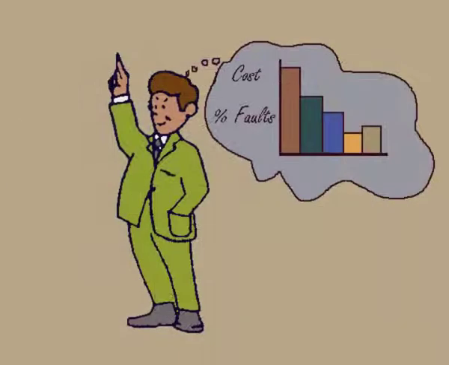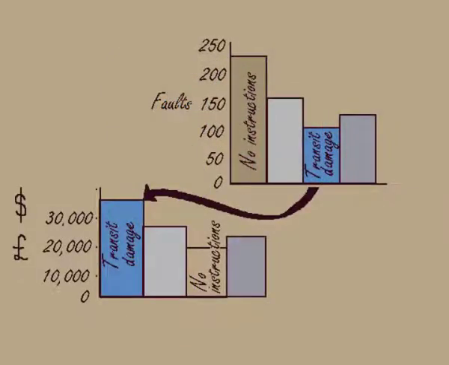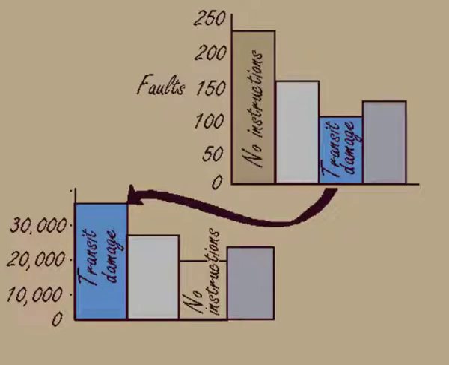Some applications are more revealing if the Pareto chart is used to reflect the faults in terms of their cost. When the cost of each fault is considered, we often find a reordering of the fault categories. While transit damage was not as numerous as no instructions, occurrence of transit damage cost more. Therefore, when cost was considered, transit damage became the #1 problem.